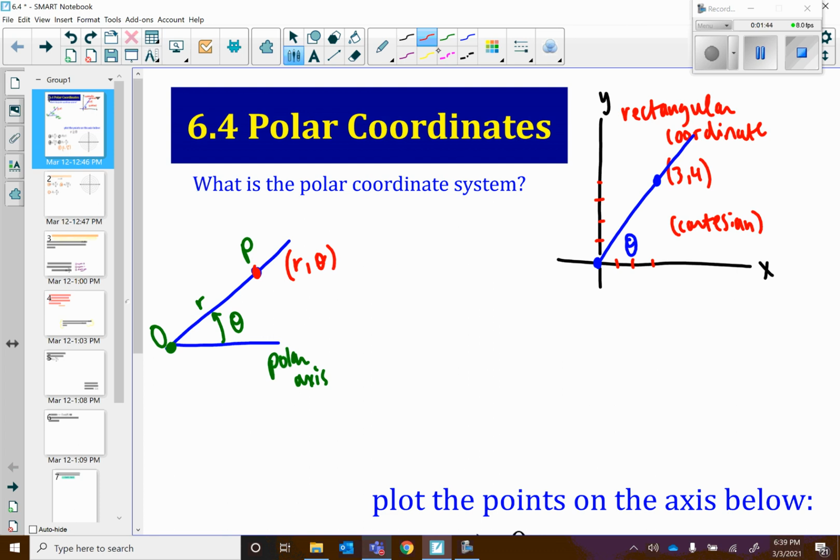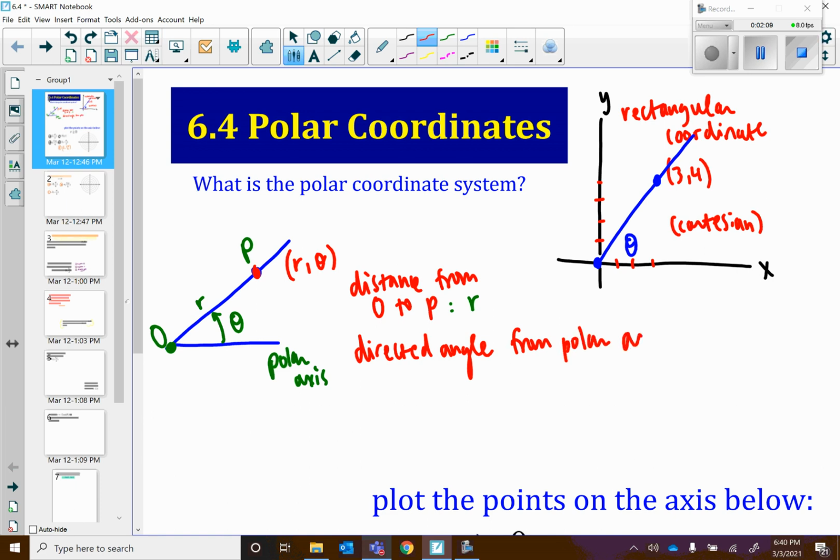So let me just recap everything we just wrote down because it's kind of important. The distance from our point in this picture O to P is known as r. You can think of it as radius. And the directed angle from the polar axis to the terminal side, which in this case is the segment OP, is known as theta, this angle measured here.